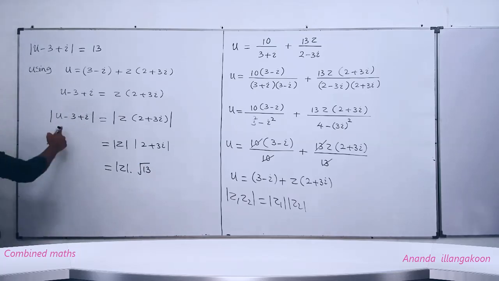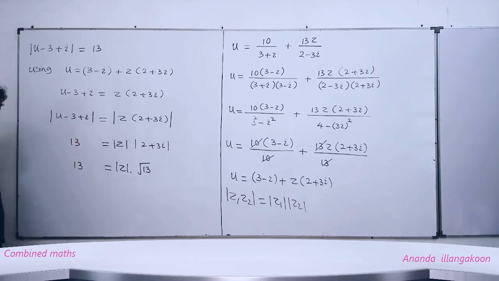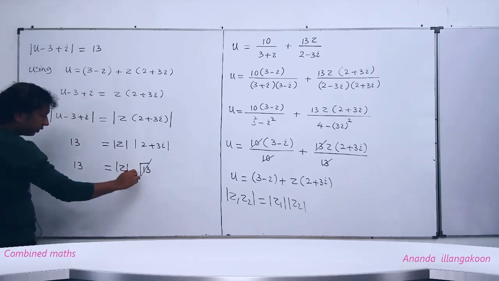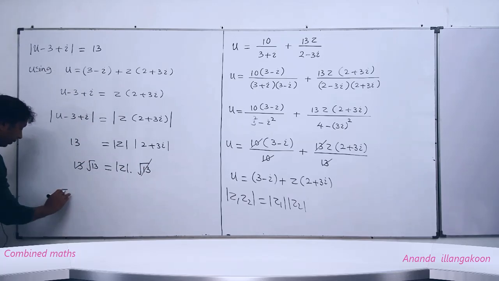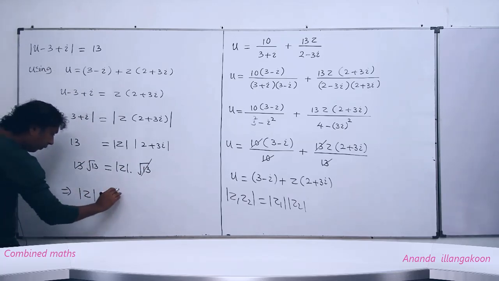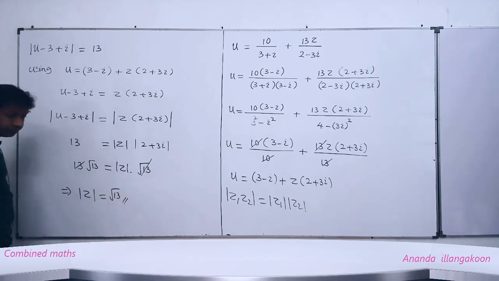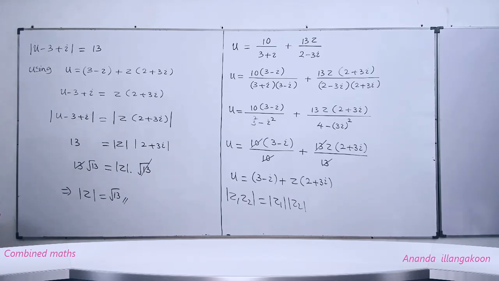And on the left hand side, the modulus of u minus 3 plus i is given as 13. Therefore, this is 13 and this is 13. Cancellation of this and this gives rise, people, to root 13. Therefore, this implies mod z is equal to root 13. Mod z is equal to root 13. That we got.